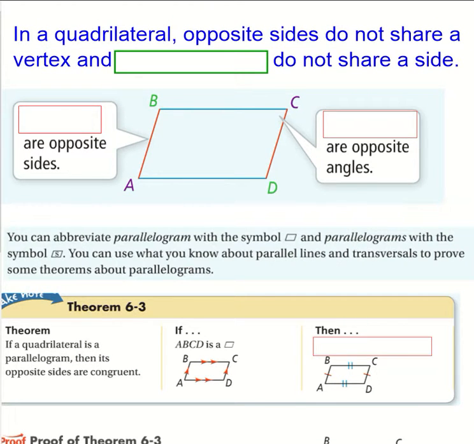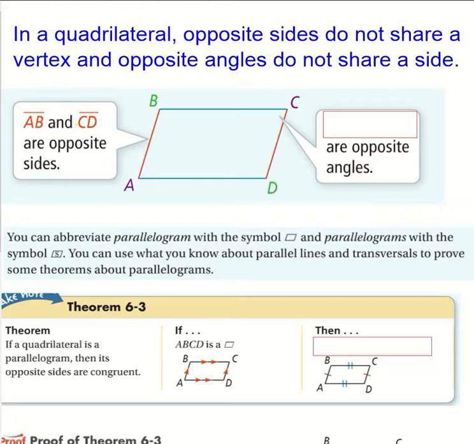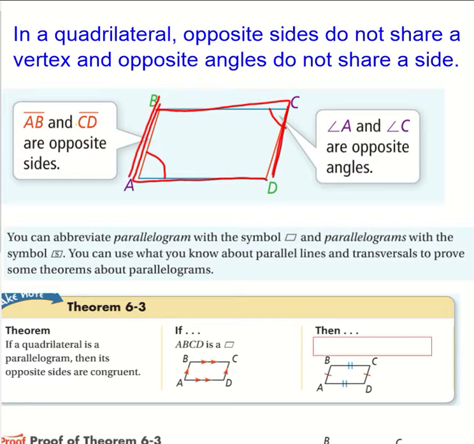Okay. In a quadrilateral, opposite sides do not share a vertex, and opposite angles do not share a side. So if I look at this drawing right here, opposite sides would be side AB and side CD. Side AB, that's right here, is opposite to side CD over here. They don't share a vertex. Now, opposite angles would be maybe angle C and angle A. They don't share sides. Angle A is made up of BAD, and angle C is made up of DCB, so they don't share any same sides. They're opposite from each other. Alright, so now you have that understanding. You'll notice in the theorems in the book, they abbreviate parallelogram with this symbol rather than writing the whole word out, and if it's plural, they just put an S in there.